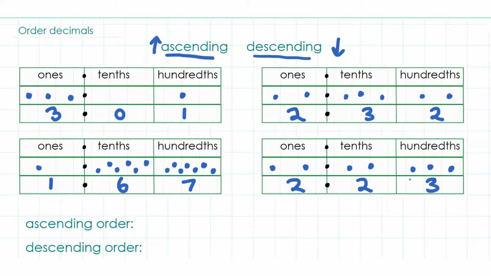The highest in value, the one that's worth the most. So we're going to compare the ones. Okay, well, let's do ascending order first. Ascending order. So what's going to be the smallest number here? We've got 3 ones here, 2 ones here, 1 here, and 2 ones here.